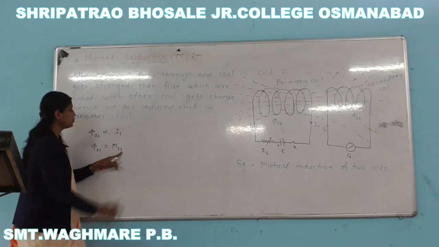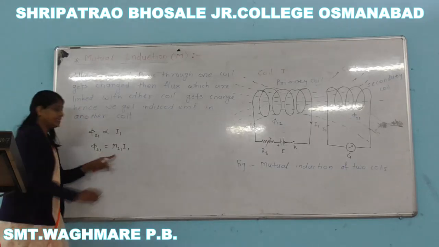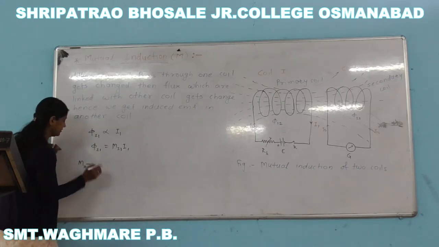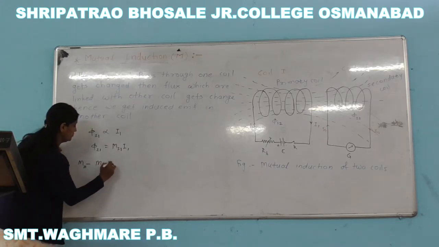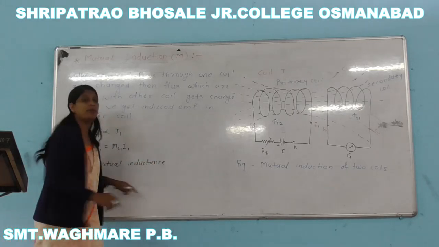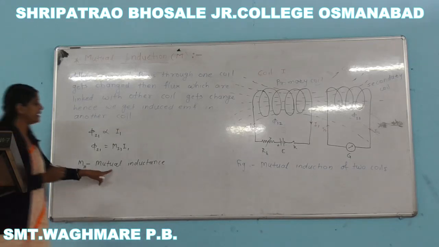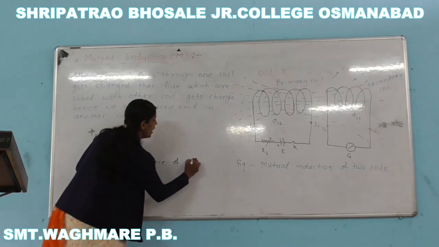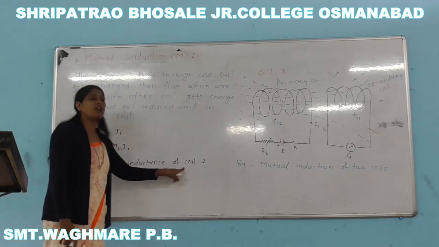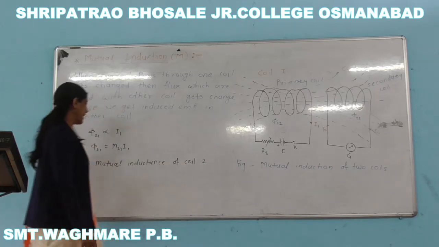Therefore, we can write phi21 is equal to M21 I1. This M is called the mutual inductance, or coefficient of mutual inductance, of the second coil.